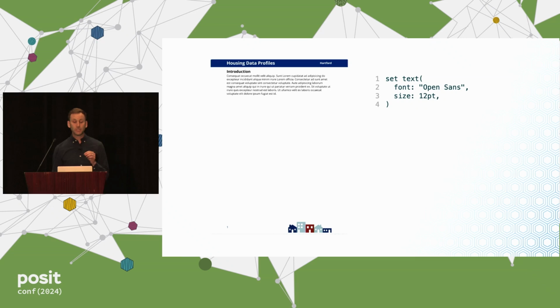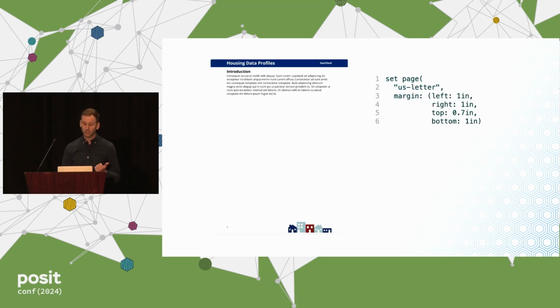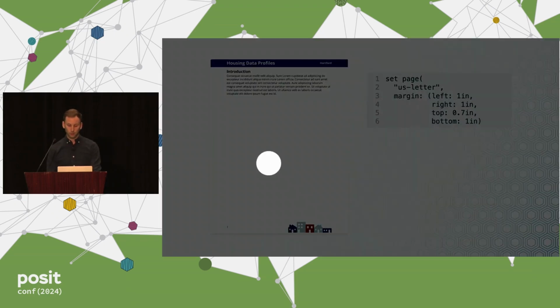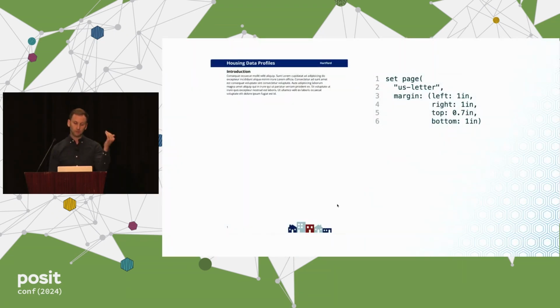So the first body property that I'm going to do is set the text for my whole report. I'm saying set text, font, open sans, size 12 point. As you can guess, that's saying make everything 12 point open sans. So again, not using the default font, I'm using open sans. Then I'm going to set up my page properties. I'm saying, let's use US letter. You can also use something like A4, and you can define custom sizes as well. And then I'm setting my margins as well, so I get a little bit of a margin on the sides and on the top as well.